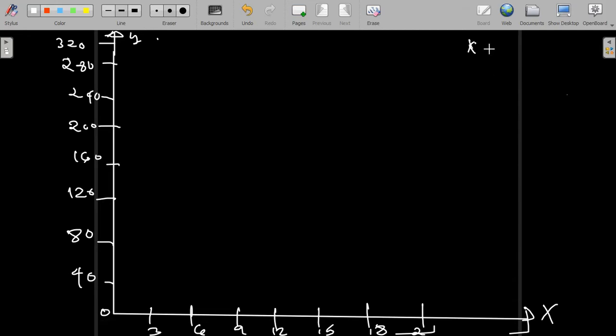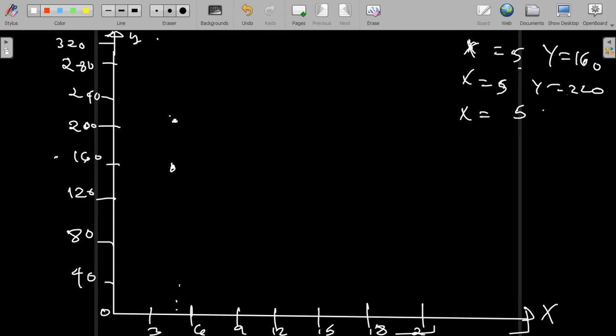We have X equal to 5 and Y equal to 160, so we plot from X equal to 5 to Y equal to 160. Also, we have another point when X is equal to 5 and Y is equal to 220. We come to the position of 5 and go up the Y axis to 220, and set out our point there. When X is equal to 5 and Y is equal to 140, we take the position from X equal to 5 to Y equal to 140, at that position.